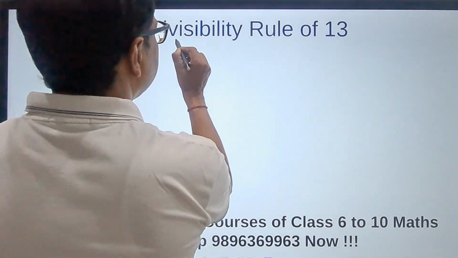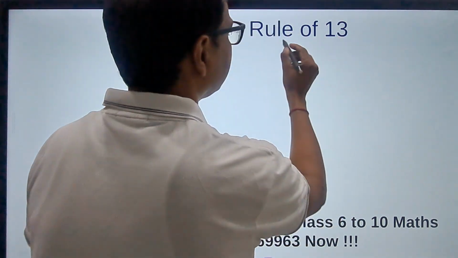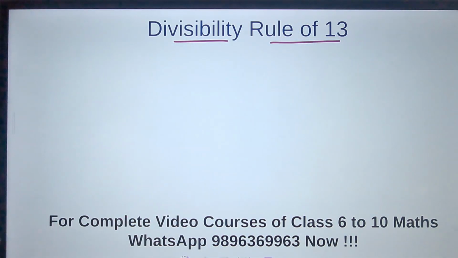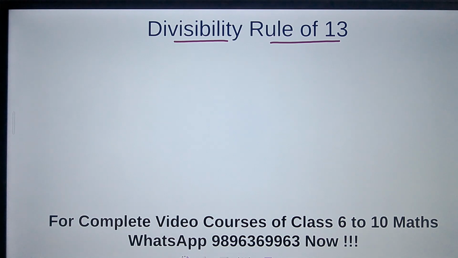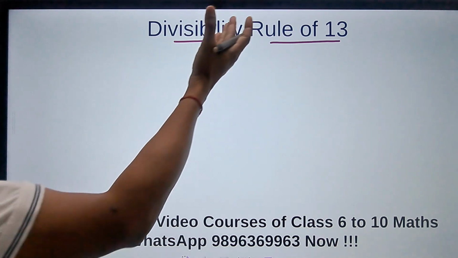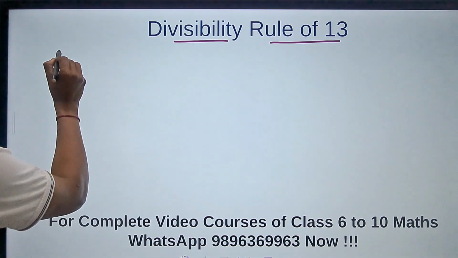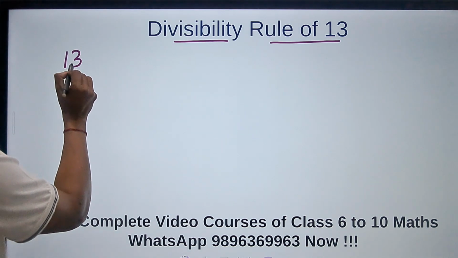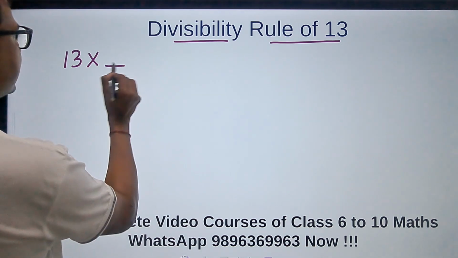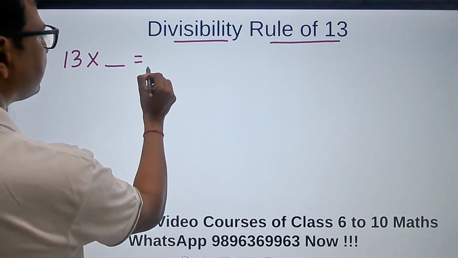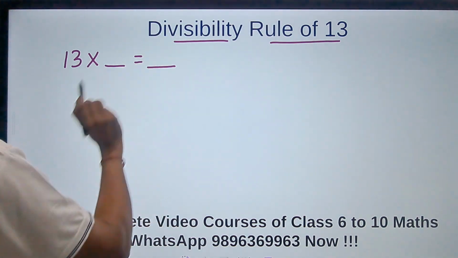Okay friends, so we have the concept of divisibility rule of 13. Now when I want to check whether a number is divisible by 13 or not, first thing I have to do is to find what is the osculator for 13. To find the osculator for 13, I have to multiply 13 by a single digit number to get something ending in 1 or 9.